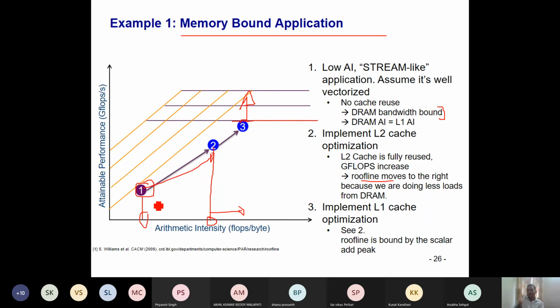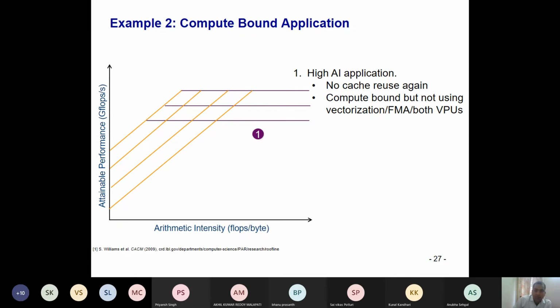So this first case was for the memory bound application. We tried to come out of the memory bound region and into the compute bound region by increasing the AI. We did 2 optimizations, one for improving L2 utilization and another for L1 utilization. So we improved the AI value and came to the computational bound region. Now in the computational bound region, we'll try to go in this direction. Our AI is already very, very high, so there is not much we can do by increasing the AI. At this point, if we increase the AI, we don't get much better performance.